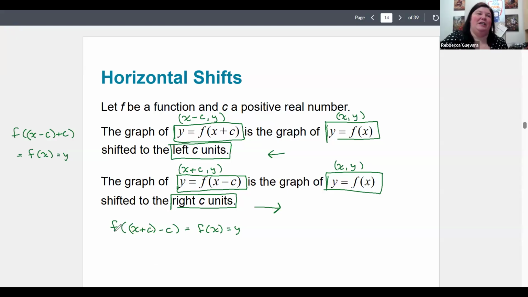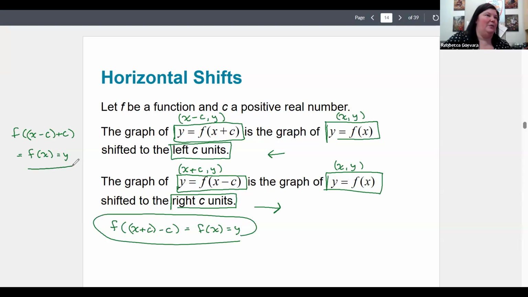If you're not sure about this part down here, you don't have to repeat this part. It's just to give you an explanation, but mostly just remember, if I add directly to x, I'm going to move in a negative direction. If I subtract directly from x, I'm going to move in a positive direction.